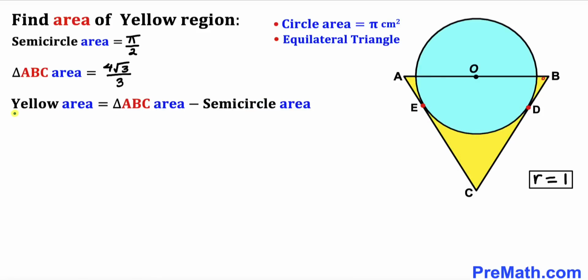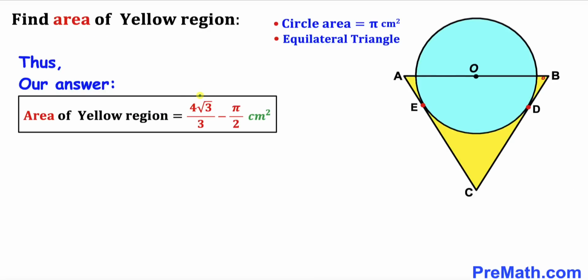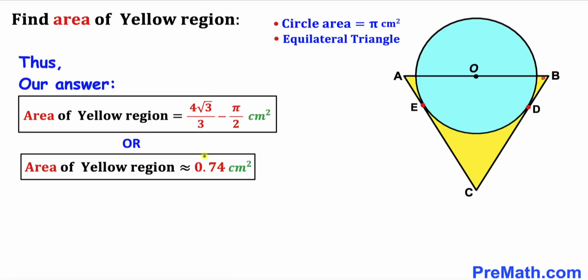Let's go ahead and calculate this yellow region area. We already figured out this triangle ABC area and the area of this semicircle, as you can see over here. So let's go ahead and fill in the blanks. So this yellow area is going to be 4 times square root of 3 divided by 3 minus pi divided by 2. So thus here is our final answer for the area of this yellow region, and that is approximately equal to 0.74 centimeter square.